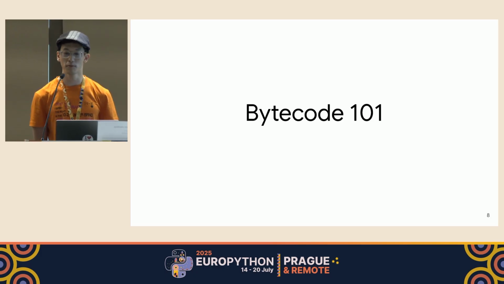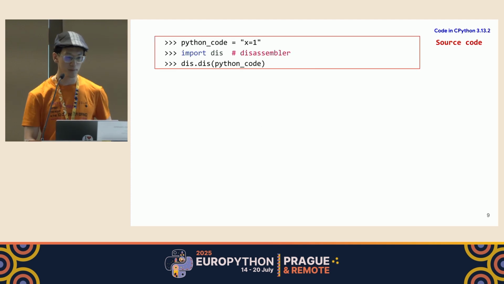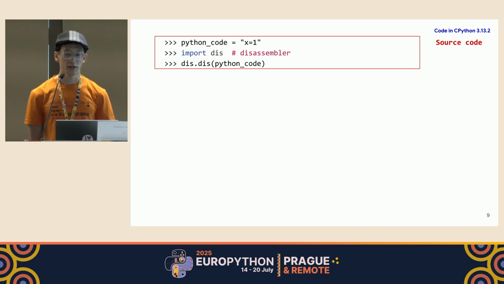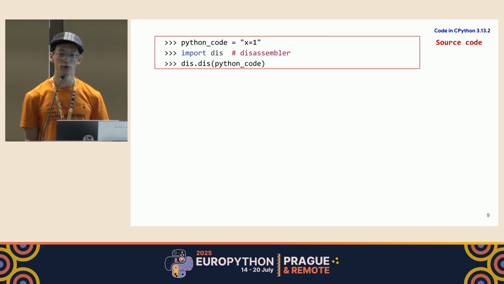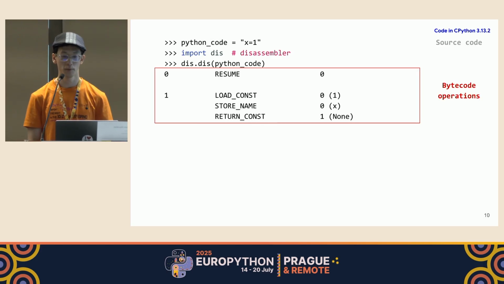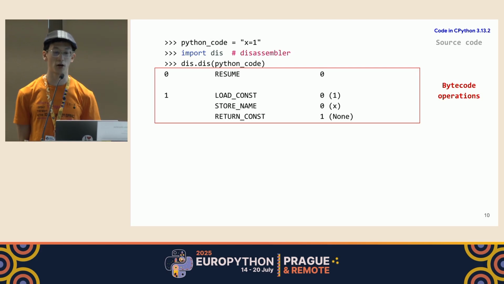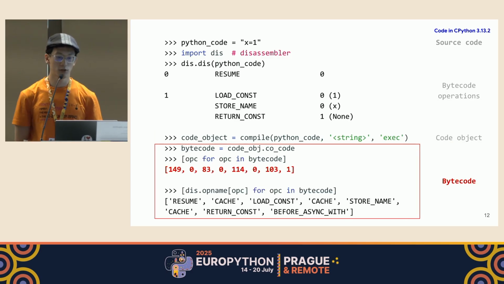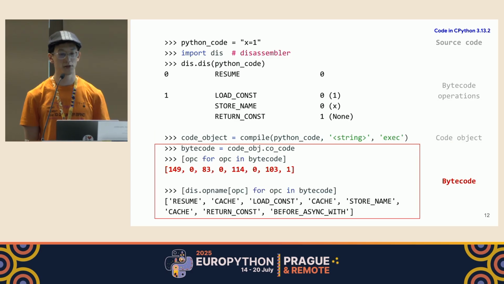Many of you may already know bytecode well, but for those who don't or need a refresher, here's bytecode 101. In this example, we have a one-line Python code, x = 1, as an assignment. And we can use the dis module to disassemble it into bytecode. The output will be something like this. We call these bytecode operations. Without this module, in fact, you can still use the compile built-in function to generate a code object. With the code object, you can find the co_code property under it, and then you can further use the opcode module's opname to map those bytecodes into human-readable names.